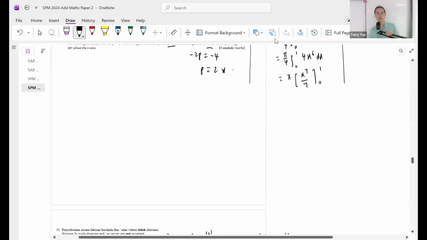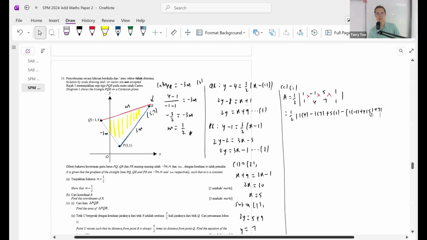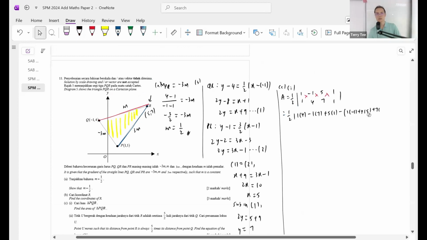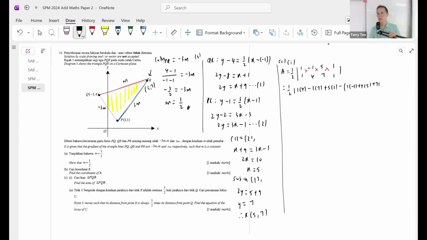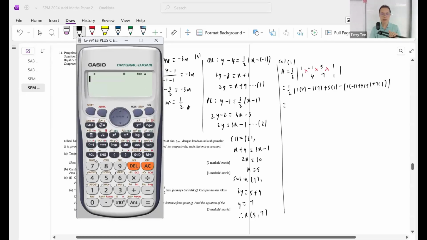Okay, sorry. Let me just zoom out a bit, hard, no space to write all this. Okay, so this one, just use your calculator. Remember to show everything, all the working.